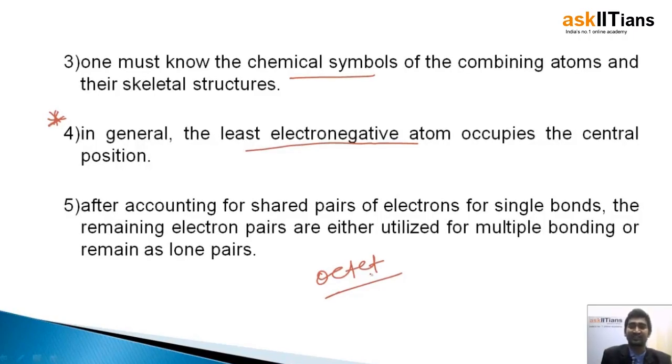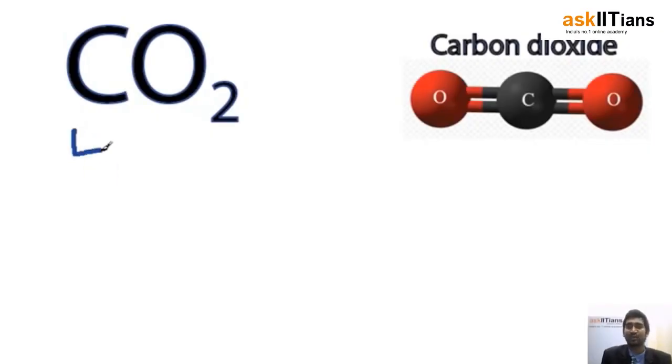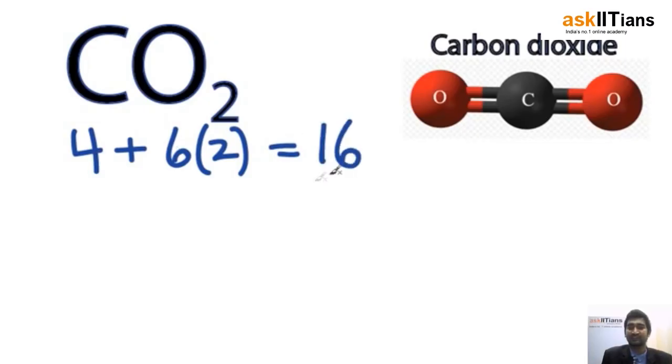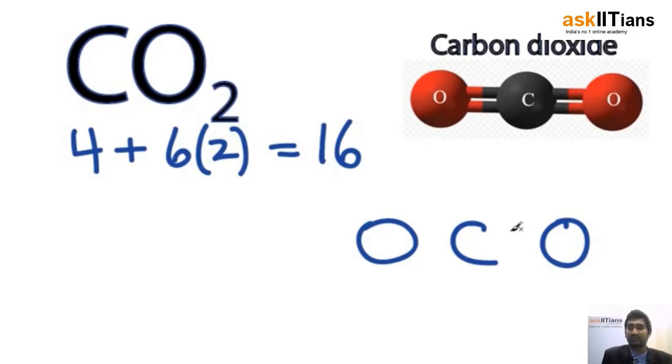Now let's study this with a video. You can see here in CO2, carbon has 4 valence electrons, and I have 2 atoms of oxygen, each having 6 valence electrons. So that counts to a total of 16 electrons. Now if I write or arrange the 16 electrons, I will arrange them in this order: C, then O, O, and then I arrange all the 16 electrons like this. They are a total of 16 here.